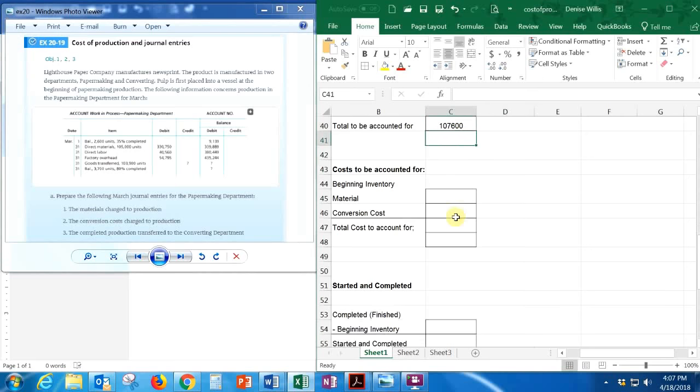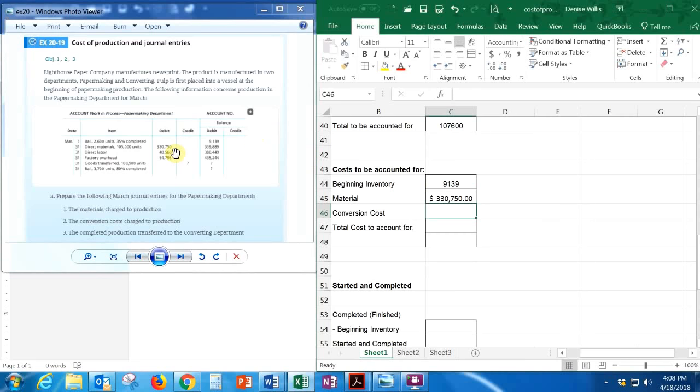Now we're going to move to cost. Okay, the beginning inventory. I see what it did. It just moved my box on me. I'm going to move it down there. Okay, the beginning inventory started out with $9,139 in cost. To that, we added materials with a value of $330,750. We're pulling this information from right over here.